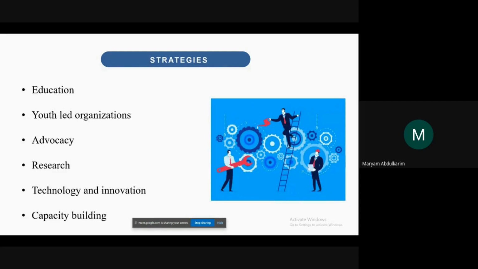I want to discuss a few strategies we can use to overcome some of those challenges. I'll be discussing how education can break some of those barriers to youth action, how to be involved with youth-led organizations, how advocacy and research also play a role, as well as technology and innovation, and also capacity building.